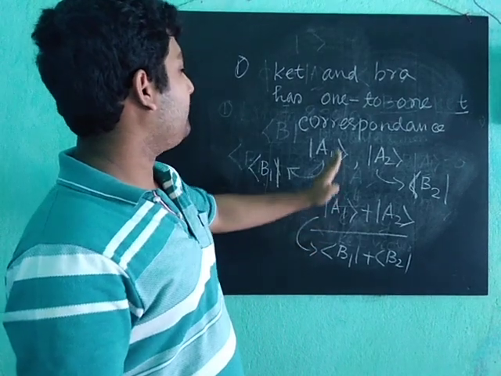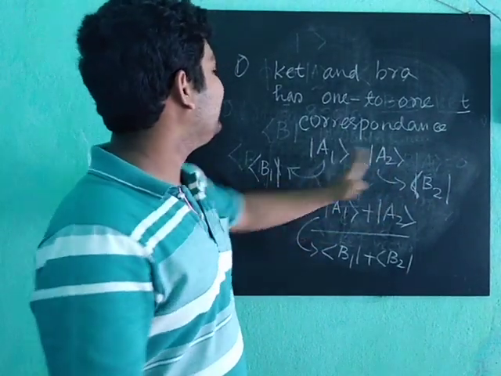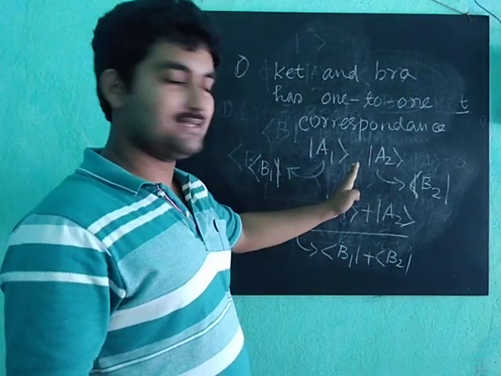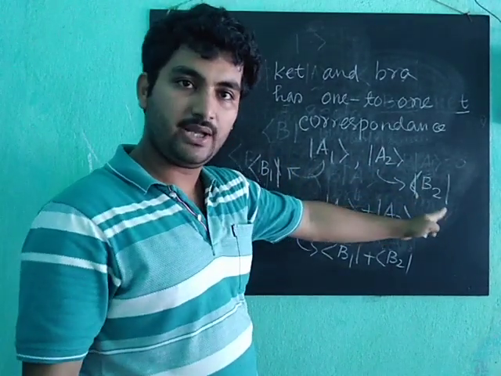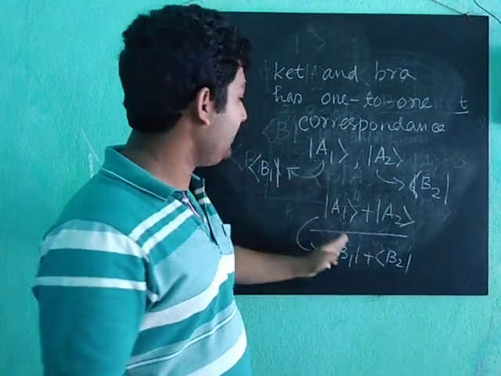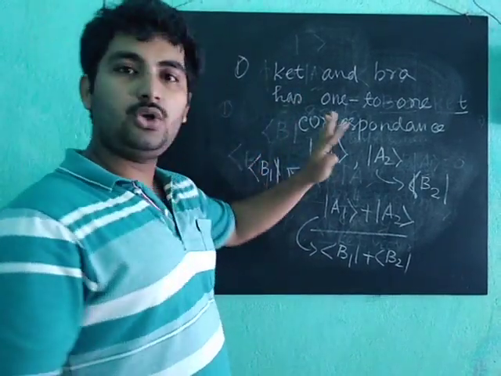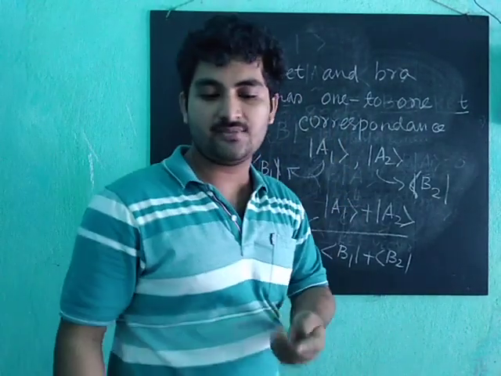Okay, so if I have ket vectors A1 and A2, and the bra vectors corresponding to these two ket vectors are B1 and B2, then the bra vector corresponding to A1 plus A2 will be the addition of these two bra vectors. Okay, this is a one-to-one correspondence.